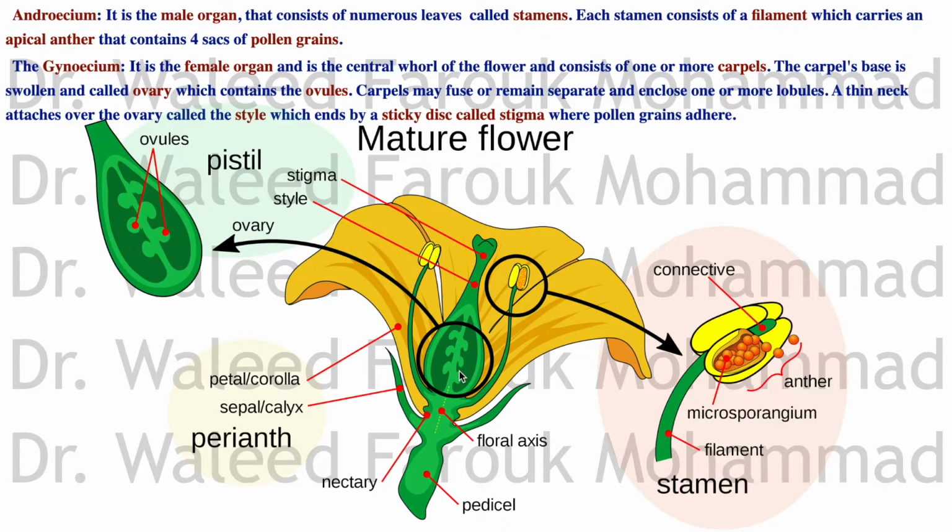The carpel base is swollen and called the ovary, which contains the ovules inside it. The carpel may fuse or remain separate and enclose 1 or more lobules. Okay, there's a thin neck after that. It's called the style, and then the tip of the style ends by a sticky disc called stigma. Why sticky? For the pollens to be attached to it. Okay, of course they travel through air, they get on the stigma, they get stuck to the stigma by this sticky substance.